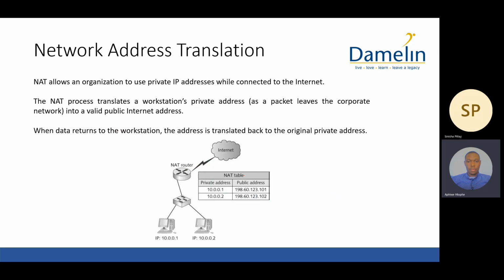So, network address translation. Telkom subnets you. They give you a router as their customer, so your router will have something called a public IP address. Let's hear what they say about network address translation. They say NAT allows an organization to use private IP addresses, all connected to the internet. The NAT process translates a workstation's private address, as a packet leaves the corporate network, into a valid public IP address. When data returns to the workstation, the address is translated back to the original private address.